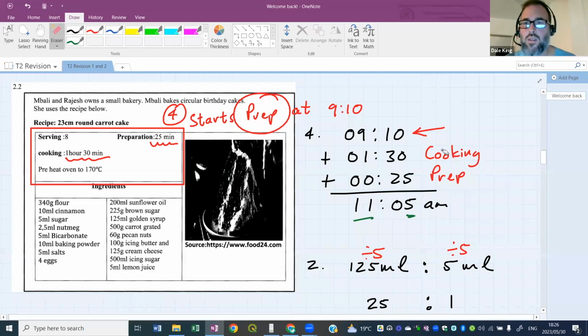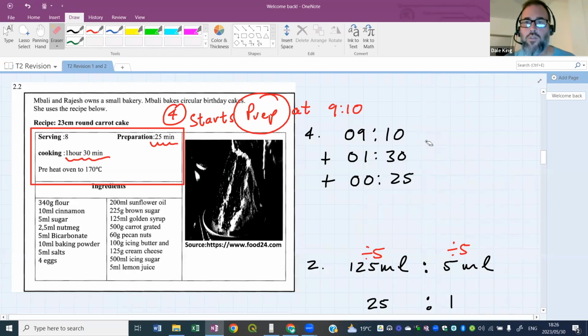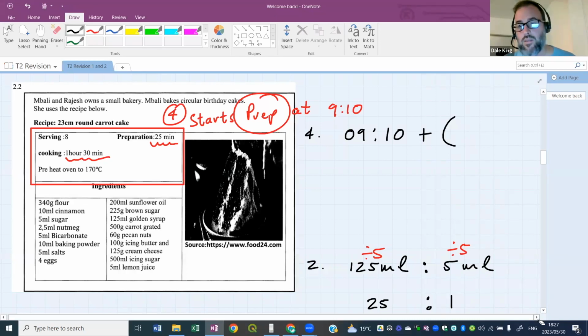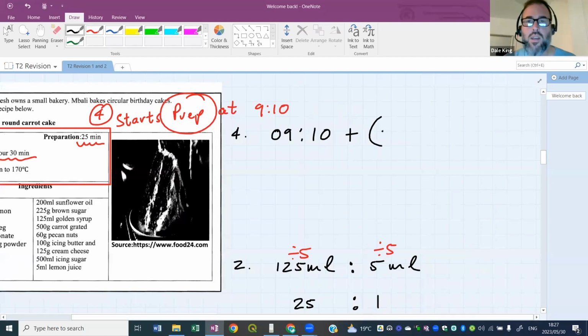That's fantastic. Okay, I'm going to show you another way to do it as well. But this method is absolutely correct. Well done. Now I'm going to show you another method. Just remember that 11:05. Some of you must have used this method. You might have said, I need to take my 9:10 and add on some time. All right. Now, you know me, guys. I like to use brackets. Okay, so this in the bracket here is the time I need to add on. And like Emmanuel did, I'm adding the preparation time, and I'm also adding the cooking time. Okay, so that's 1 hour 30, and that's 25 minutes.